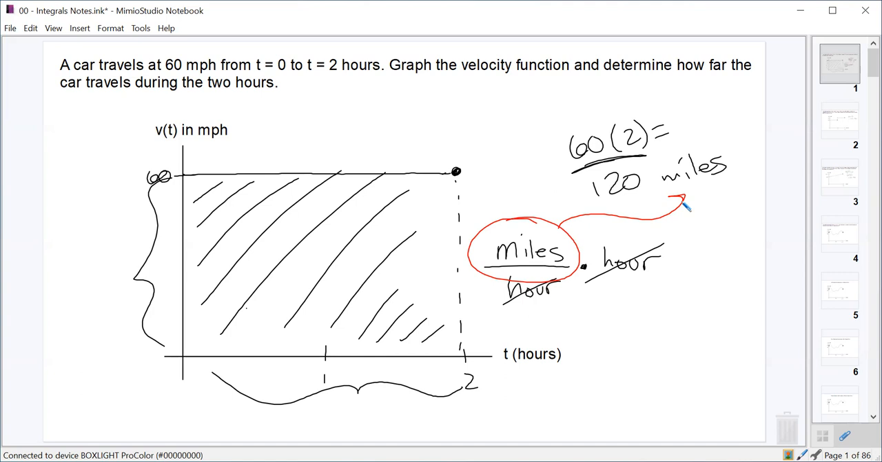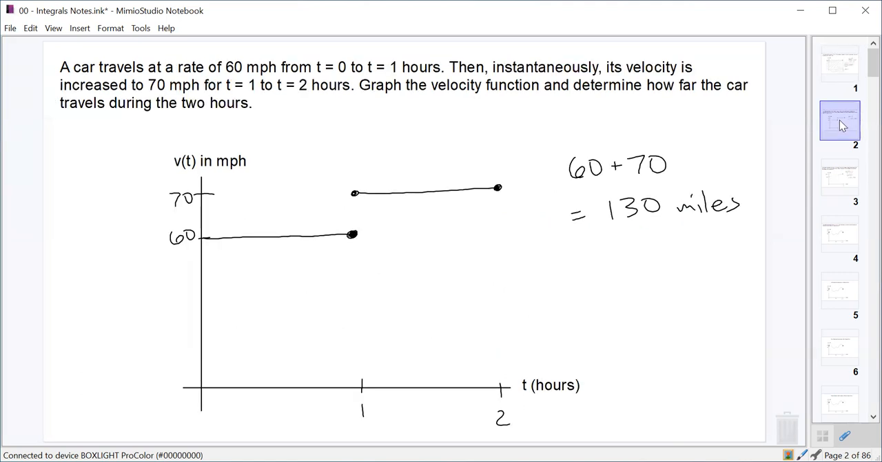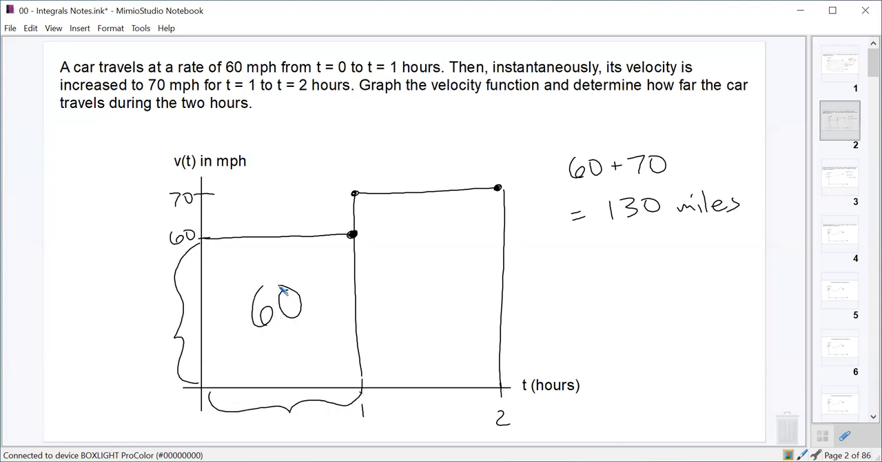And if we look up here at the second one and did the exact same thing, let's say I just turned this into a couple of little rectangles here. The first one is 1 unit by 60. So this one was 60, and that's how we got our 60 here. And our other was also 1 unit by 70. That's how we got the 70. And the area underneath that graph, once again, came out to be the total distance that we traveled.